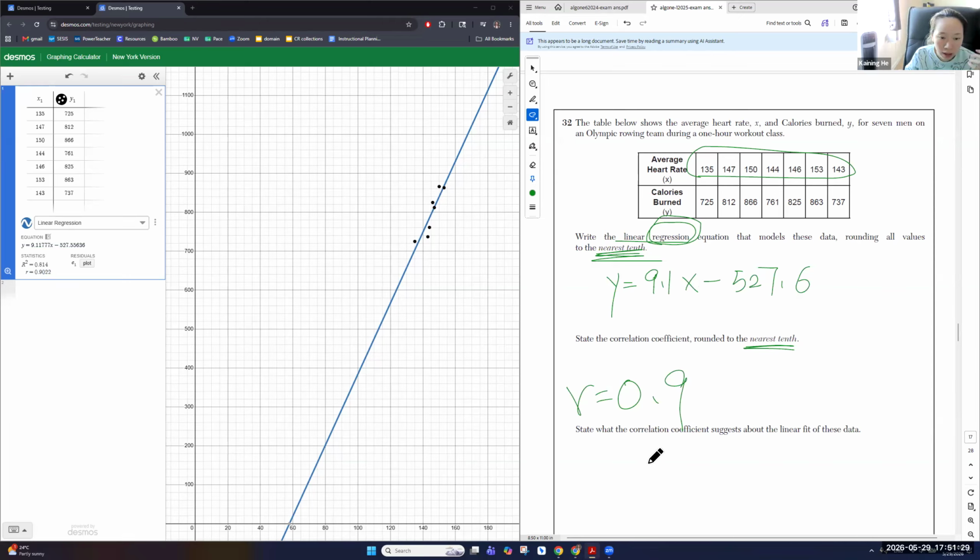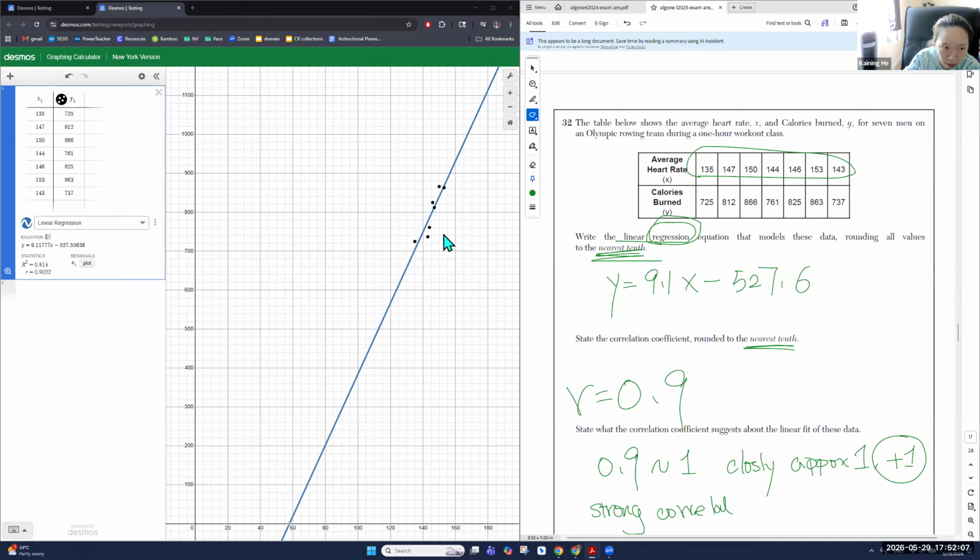Yep, that's it. State what the correlation coefficient suggests about the linear fit of the data. So once again, this is going to be the upcoming Monday lesson. That means as r is closer to 1, the data is very closely centered around a linear relation. So 0.9 is very close, approximately 1. You say it closely approximates 1, and more specifically, positive 1. So very strong correlation. We talked about this before, very strong linear correlation.